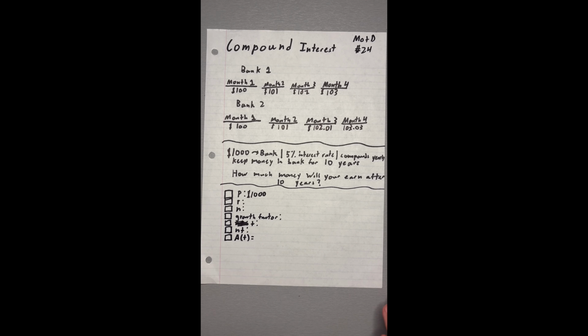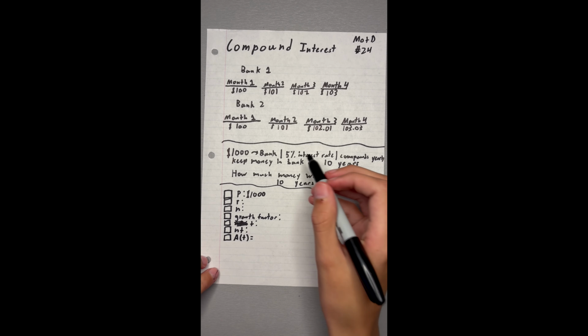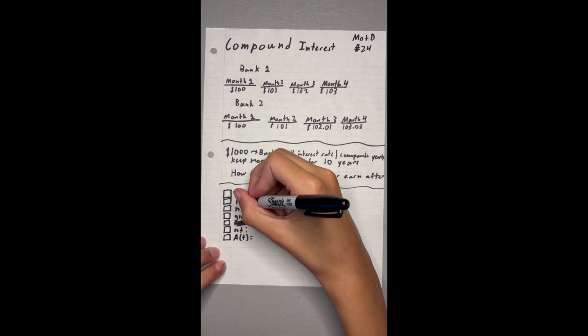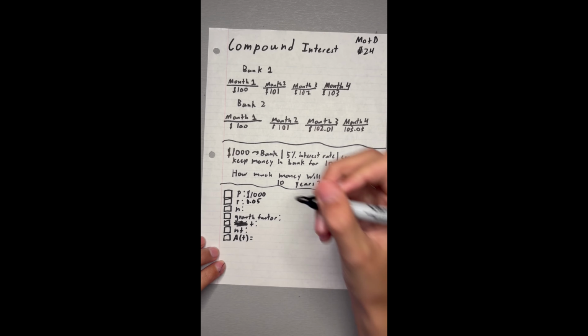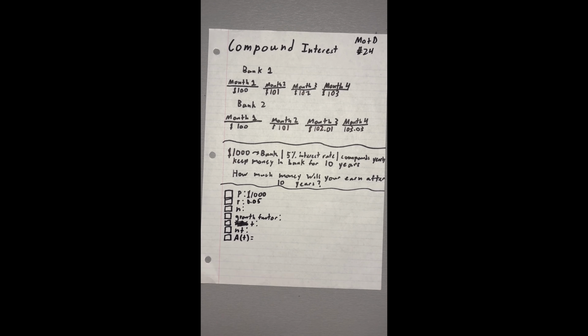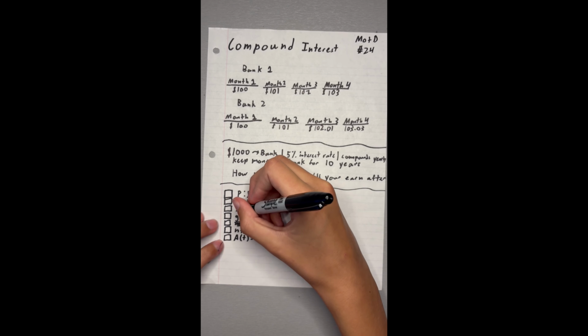Now we need to know our interest rate. We will call this R. We already went over this earlier, and it is 5% or 0.05. Then we need to know how often your money compounds. We will refer to this with the letter N. This would be yearly.